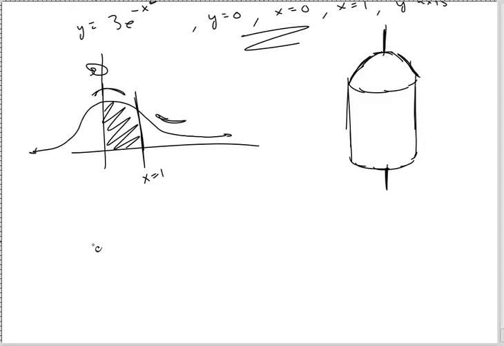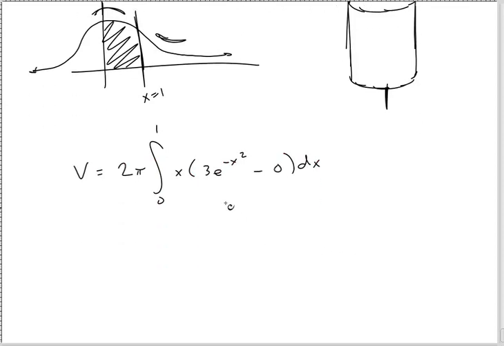So volume is equal to 2 pi times the integral from 0 to 1 of x times my top, minus my bottom, which is 0. Well, this is interesting. The 3 can come out, and that makes it simple. Then we actually have x e to the negative x squared, which is a classic integral. You need u substitution.